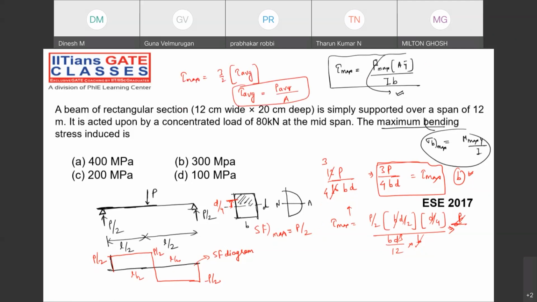What is the shear force that has been acting? Simply, in the whole diagram, in the whole length of the beam, what is the shear force that has been acting? Whether it is P or P by 2. Check it out. All of you, please check it out.